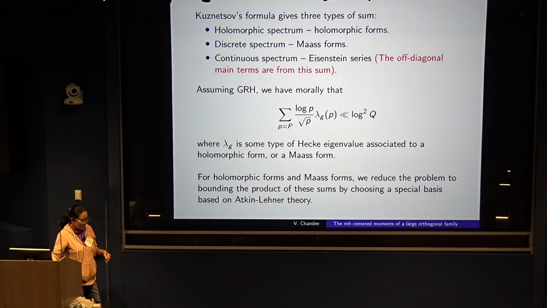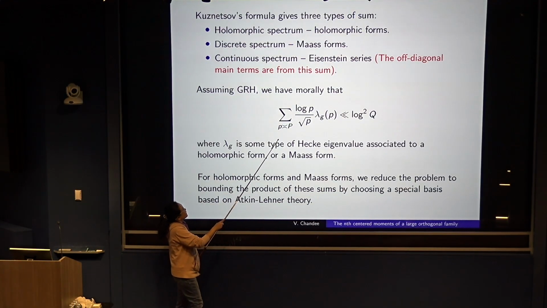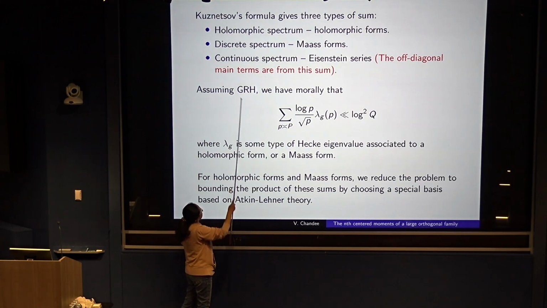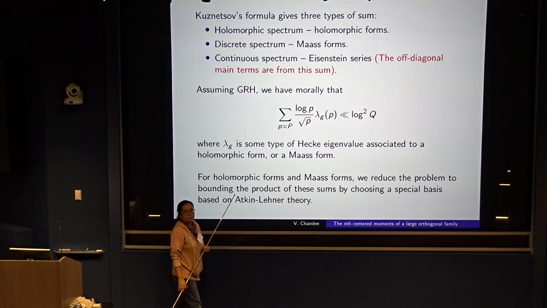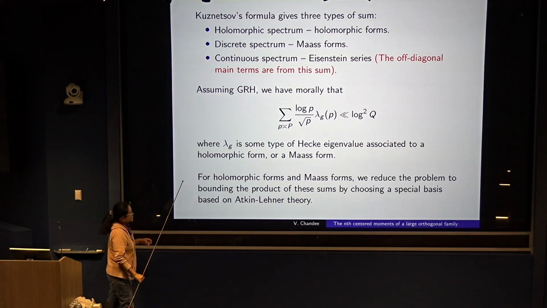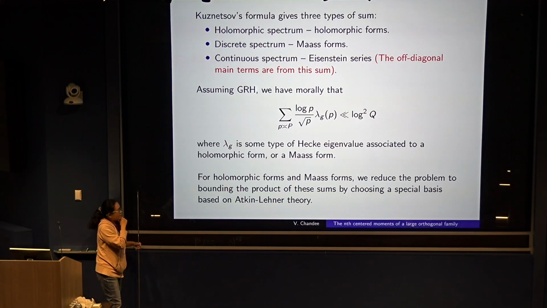And this is where we assume GRH. We need it because when we compute this error term here, you have something like a product of this type of sum, and it's small when we assume GRH. And this is the coefficient connected to the holomorphic form or Maass form.